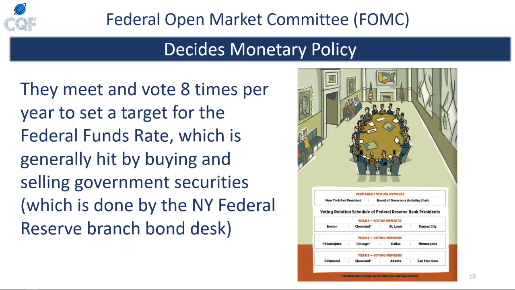So the Federal Open Market Committee decides monetary policy. They get together 8 times per year and target a Fed funds rate, which is hit by buying and selling government securities. The New York Federal Reserve Branch Bond Desk actually does the execution of those trades. The FOMC is filled with the 7 Board of Governors members, the New York Fed president, and a rotating schedule of 4 Reserve Bank presidents.